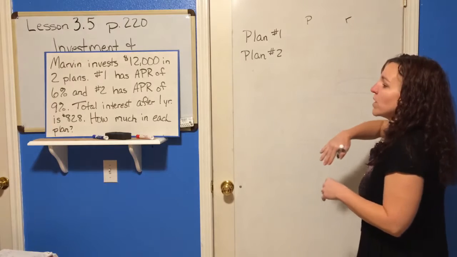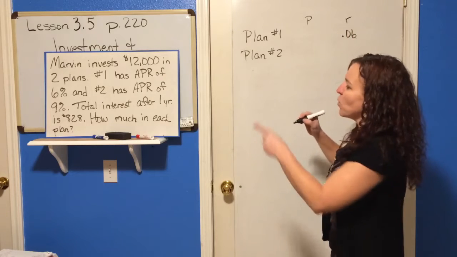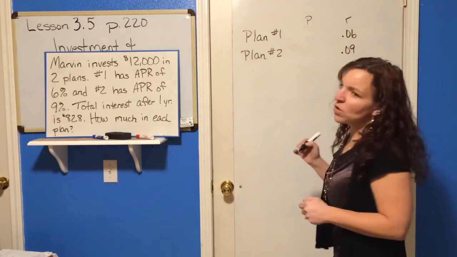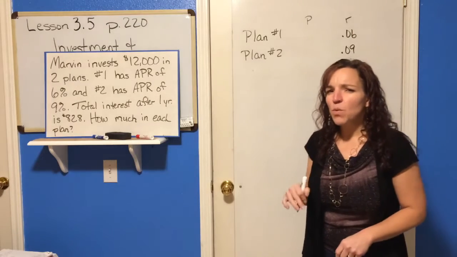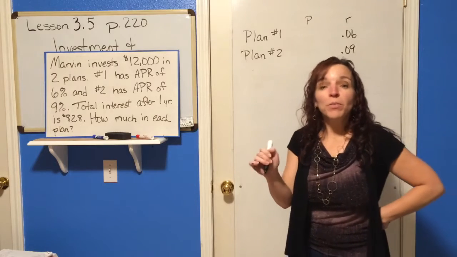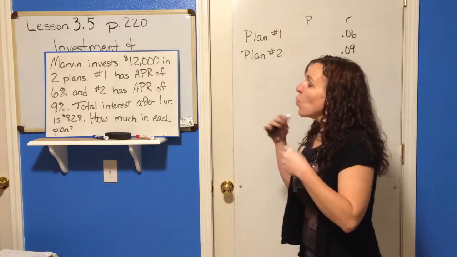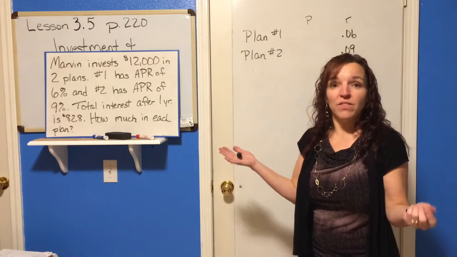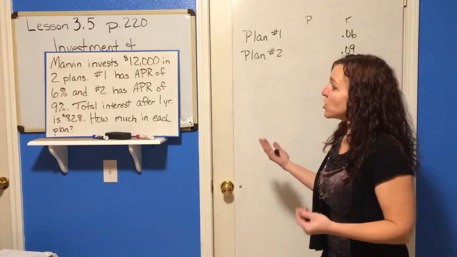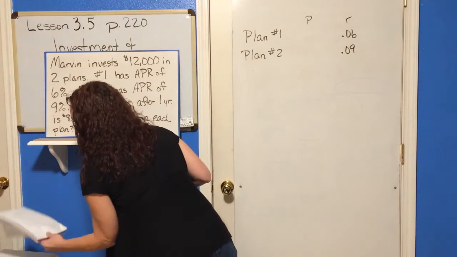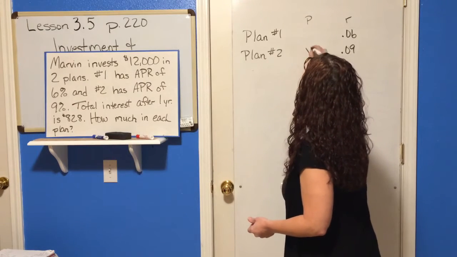We want money. So we're going to change the rate to 0.06 for plan number 1 and 0.09 for plan number 2. We've got our rate; we just need to know the principal. Well, that's what we want to find out. Remember from several sections before, we're simply going to choose one of our parts to be the variable, and then talk about the other one in relation to the variable we've chosen. Let's say this larger one, we're going to call X.